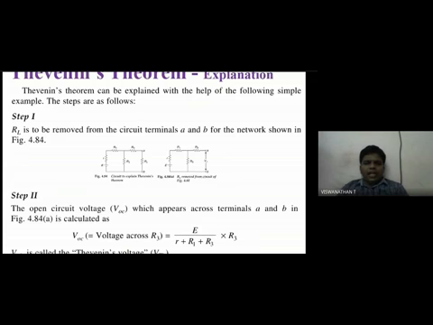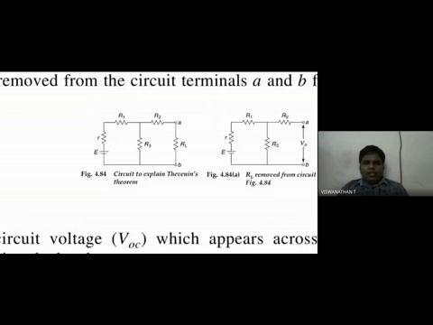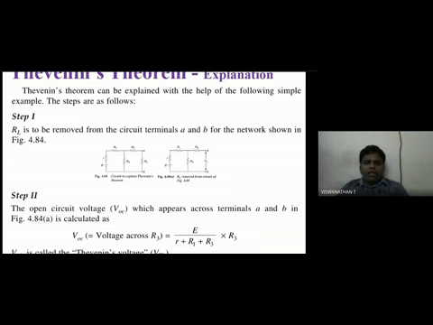Now, Thevenin's theorem. We are considering one circuit consisting of two loops: R1, R2, R3, RL. Our aim is to find the current through this RL. The first step is to remove RL and look back at the voltage. What is this voltage? This is V naught. First, we need to find V naught.